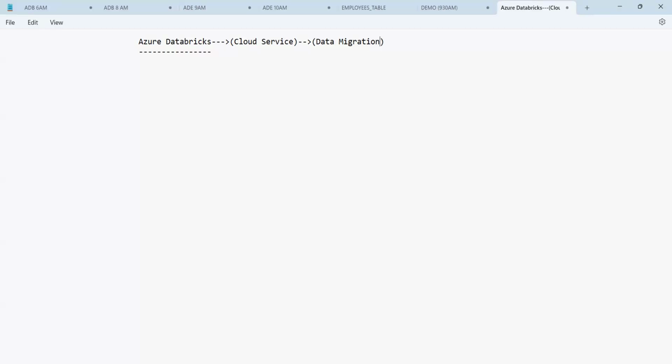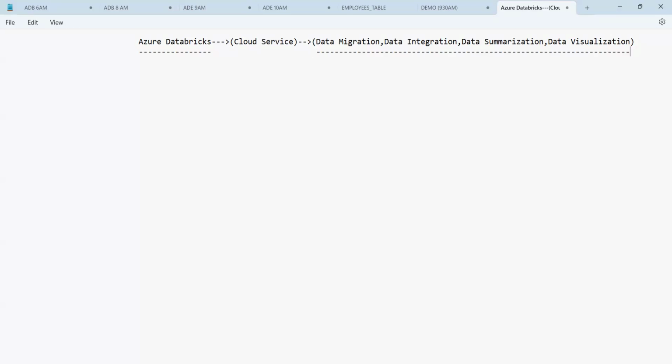The first one is data migration. Then you have data integration, then data summarization, and then data visualization. These are all the tasks you can perform by using Azure Databricks.